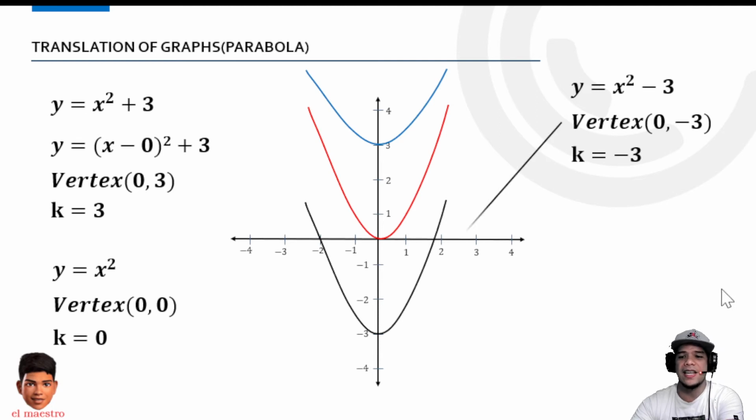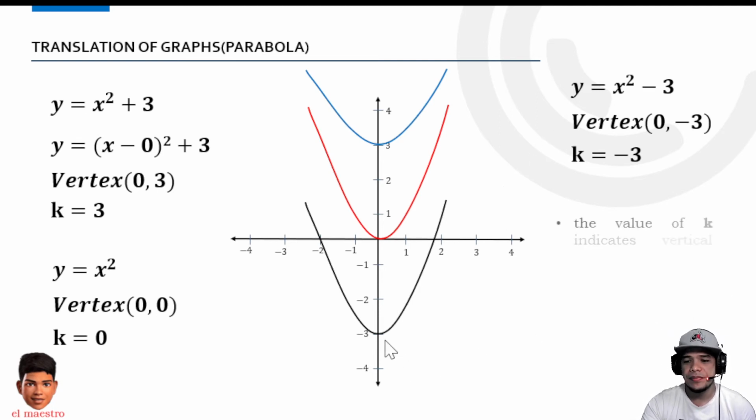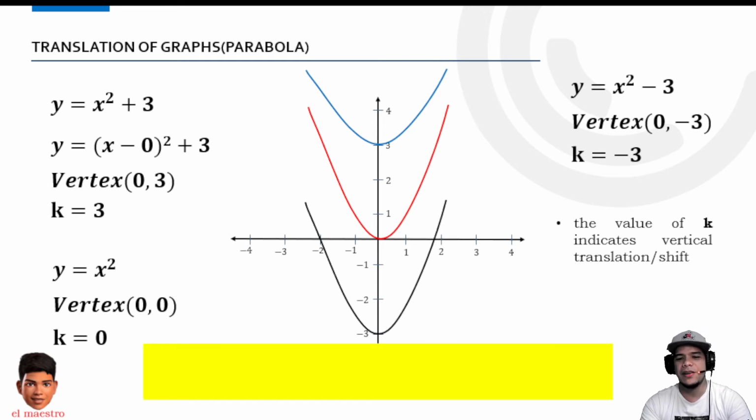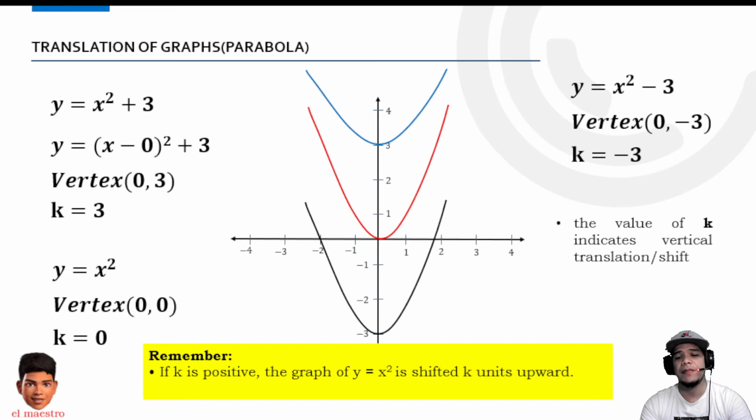Kasi nga, sabi natin kanina, okay, ito yung vertex. Sabi natin kanina, the value of K indicates vertical translation. Vertical translation kung nasa taas ba siya or nasa baba yung position ng ating graph. Meaning, magdidepende yun sa value ng K natin. So, remember that if K is positive, the graph shifted K units upward. Nakuha nyo? Ito, 3 yung K natin dito, kaya nag-shift siya upward, 3 units upward from the origin. This time, yung K natin naging negative, nag-shift naman siya pababa, 3 units pababa. Okay? Yun yung reason ng K, or that's how we identify the positioning of our graph based on yung K niya.